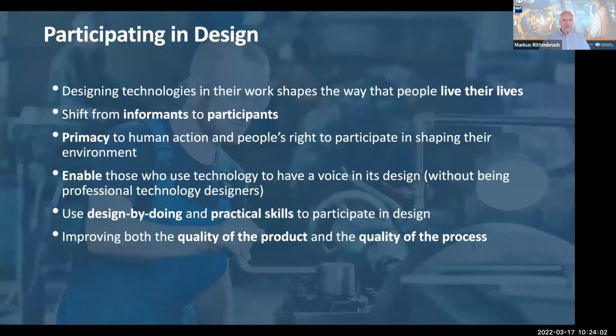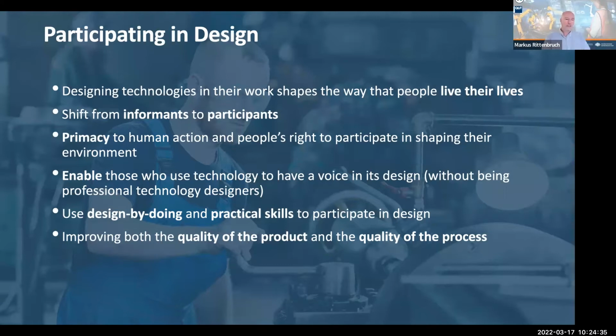The motivation behind participatory design, or PD in short, is that technology isn't just existing in isolation. It actually shapes the way that people work, but it also shapes the way that people live their lives. We spend a large amount of our time in our working lives. So how technology is designed, how our workplaces are designed, has a direct impact on our lives.